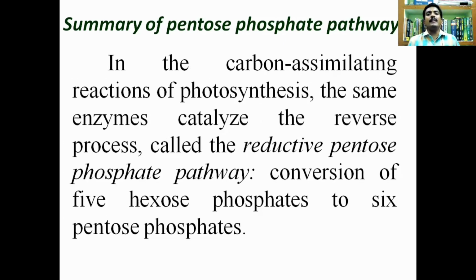In the carbon assimilation reaction of photosynthesis, the same enzymes catalyze the reverse of this process. In the pentose phosphate pathway, whatever processes and enzymes are involved take place in reverse in photosynthesis. So that process is otherwise called the reductive pentose phosphate pathway. The photosynthesis mechanism to produce sugar is otherwise called the reductive pentose phosphate pathway, the conversion of 5 pentose phosphates to 6 pentose phosphates.